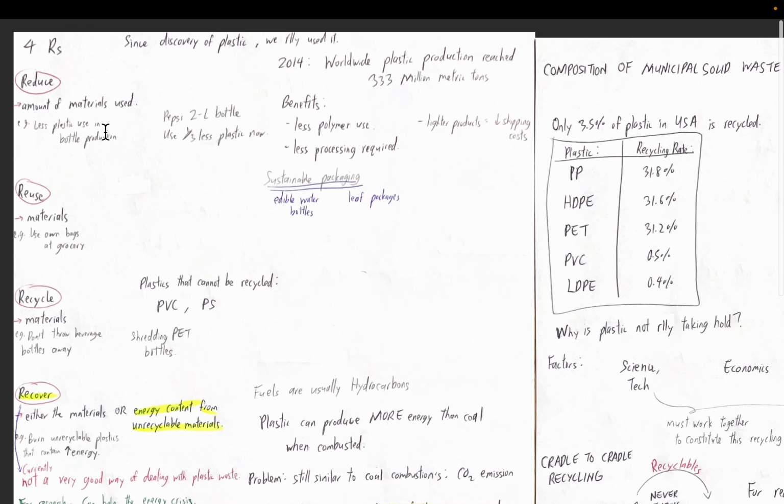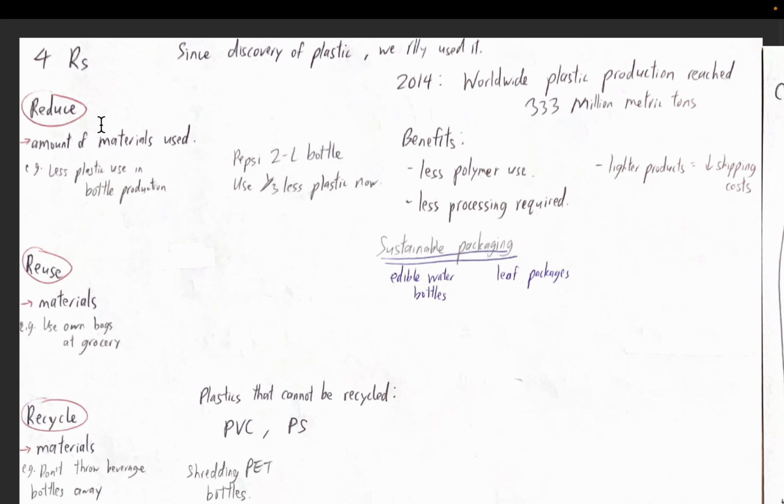The 4 R's. Okay, we're here now. Since the discovery of plastic, we actually used it. We found its uses in so many areas in our lives. We see plastic everywhere. So in 2014, it was reported that worldwide plastic production reached 333 million metric tons. So just let that sink in.